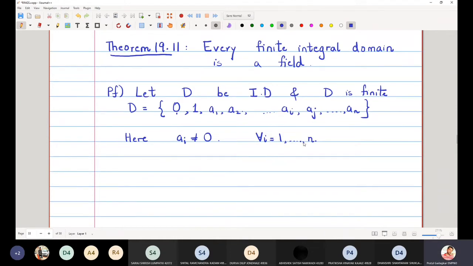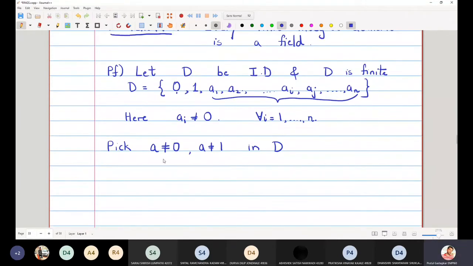Correct? Now I will pick an element a in D which is not a zero element and which is also not 1. So I will pick any one element amongst these, and that element I am going to call a. And that a should not be 0 and that a should not be 1. Now I will multiply the complete set by that element a. So consider the set a into D.